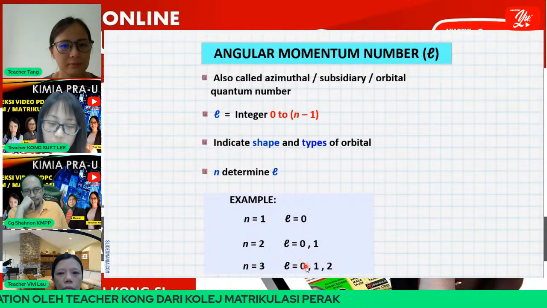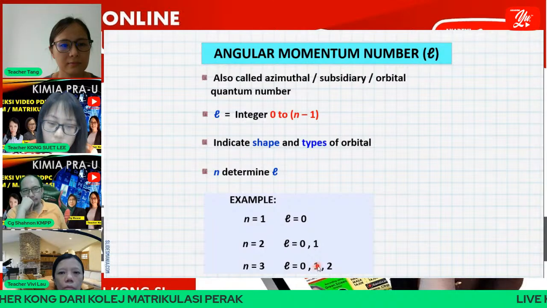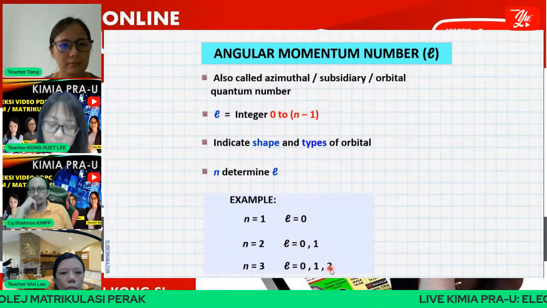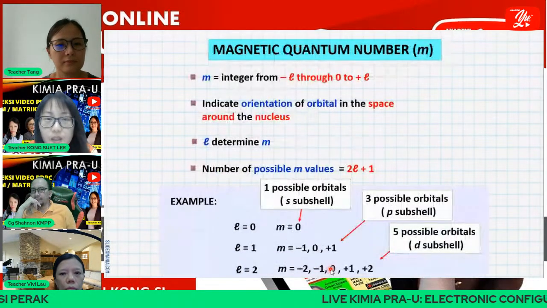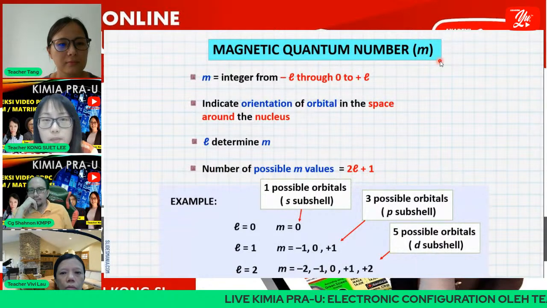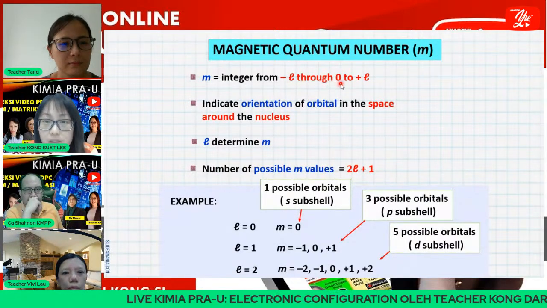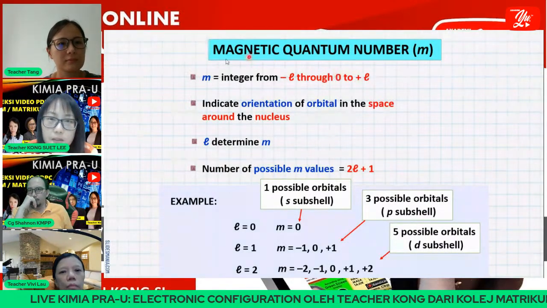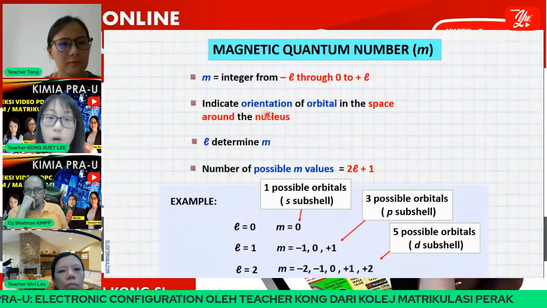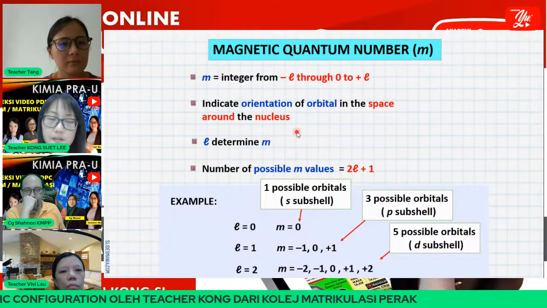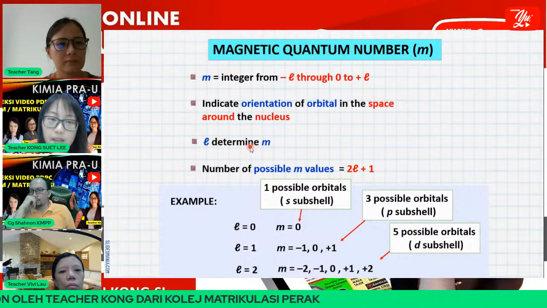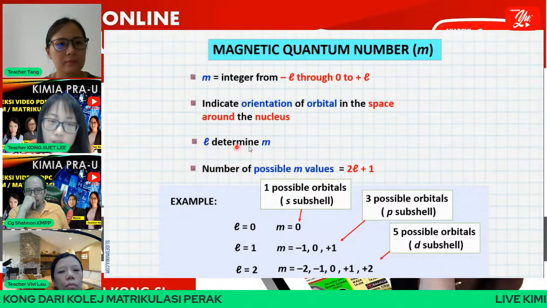So if L is 0, it's 3s; if 1, 3p; and if 2, 3d. The third one, the magnetic quantum number, goes from negative L through 0 to positive L. Its function is to indicate the orientation of the orbital in the space around the nucleus. It's determined by the L value, so the L value determines the m.